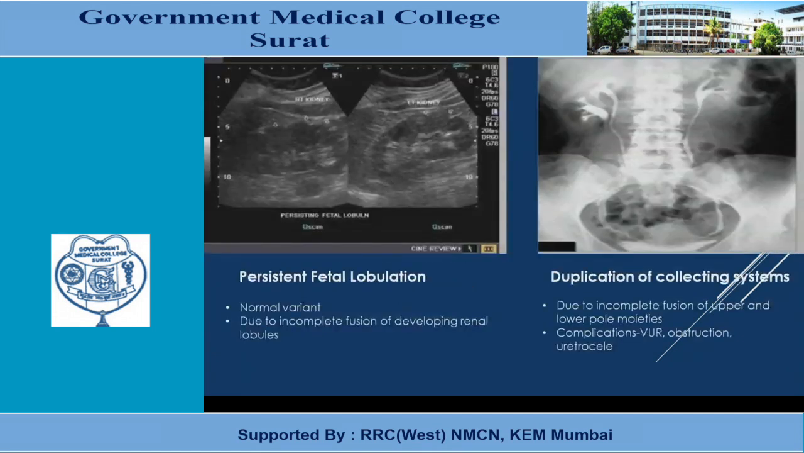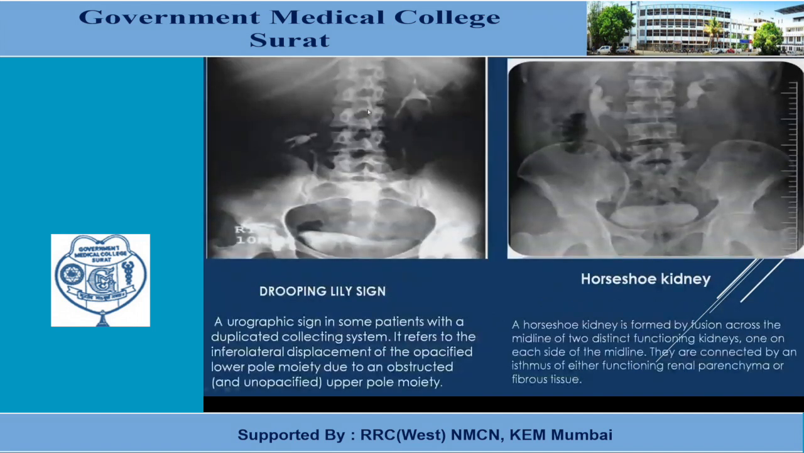Now, drooping lily sign. In drooping lily sign, you can see that on the left side, the upper pole, mid pole, and lower pole calyces are seen separately, and the direction of the calyces is upwards and laterally. While on the right side, you cannot visualize the upper pole calyx collecting system, only the lower pole calyceal system, which is draining into the lower pole calyx. It is because of some cortical cyst or non-functioning upper pole collecting system that leads to non-opacification of the upper pole calyceal system on the urography study, leading to the appearance of the drooping lily sign.